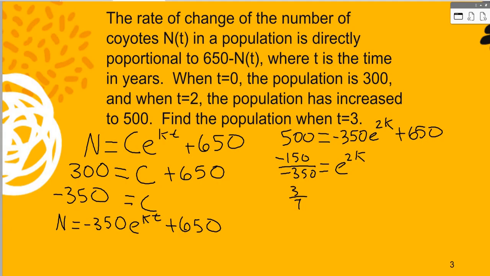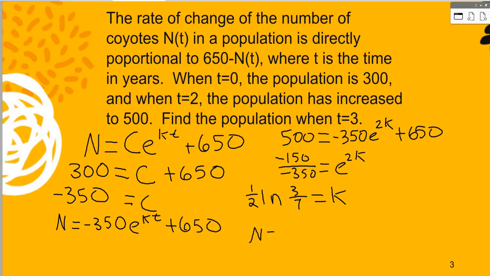But then to get rid of my e, what do I do? Natural log. Natural log, and we would also have to divide by a 2. So that's going to be my k. It's no biggie. So finally, we can get to what we wanted to do all along. Plug it all in.